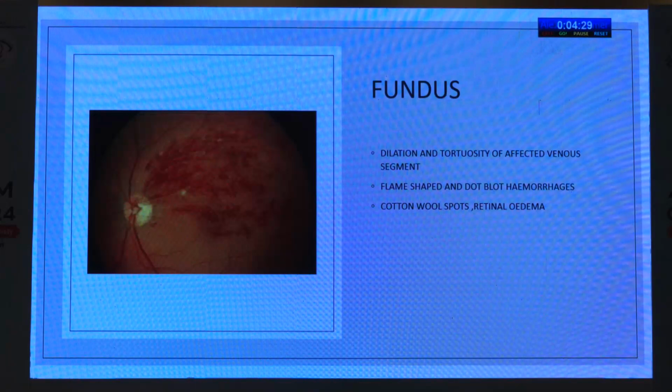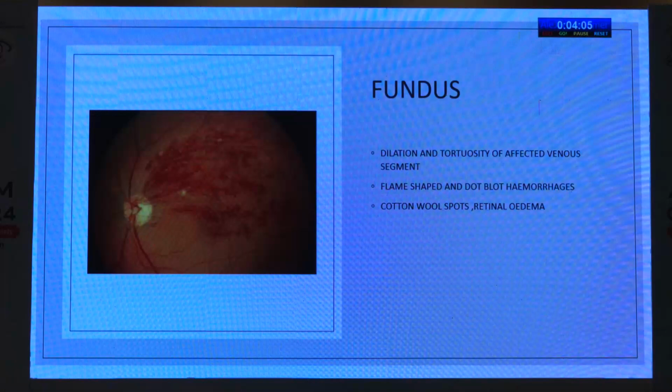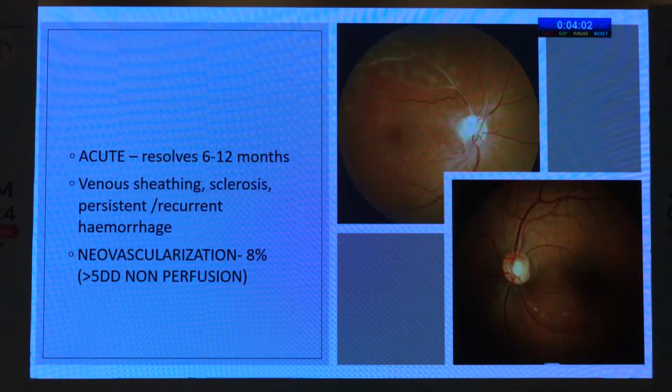The fundus picture is typical, and the diagnosis is mainly made on seeing the fundus. Dilatation and tortuosity of the affected venous segments will be there. Flame-shaped hemorrhages may be present, also dot blot hemorrhages, a few cotton wool spots, and retinal edema. This is more common in superior branch vein occlusions, where the fluid descends to the macula. After the acute phase, it resolves in 6 to 12 months. The vessels may have sheathing and sclerosis and might lead to persistent and recurrent hemorrhage.